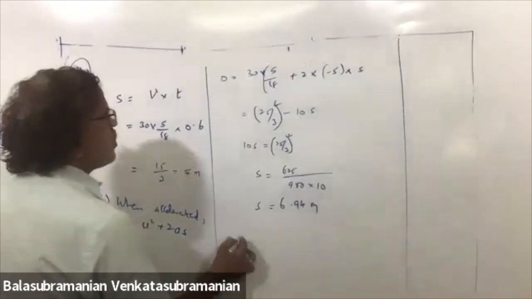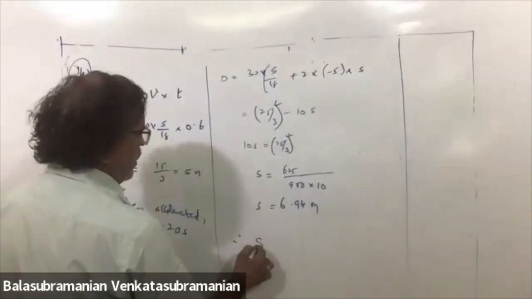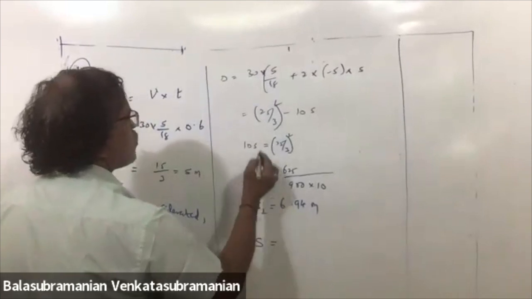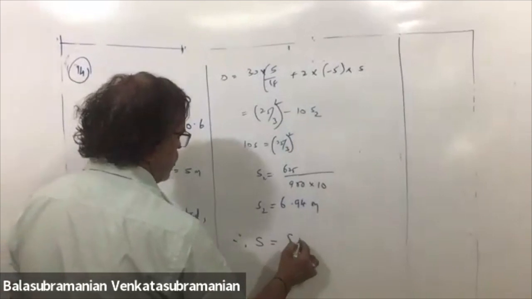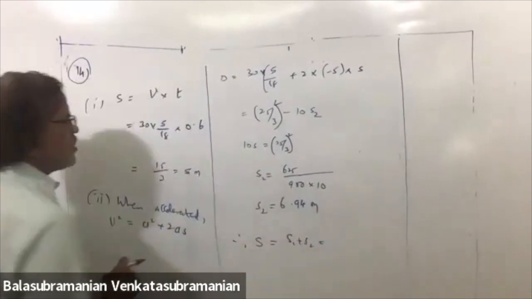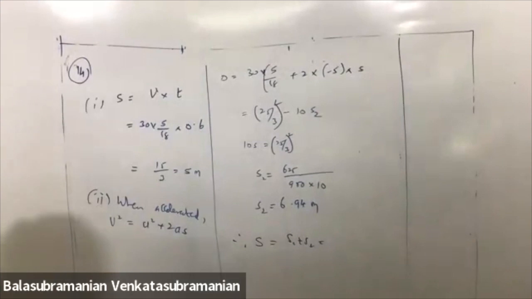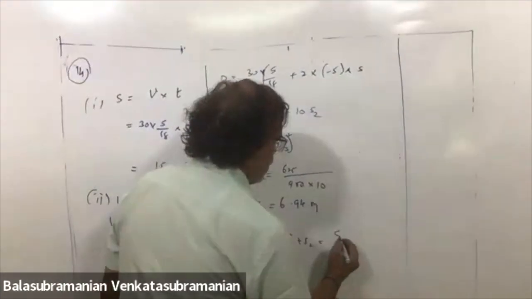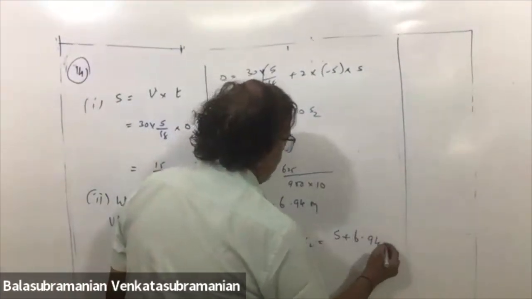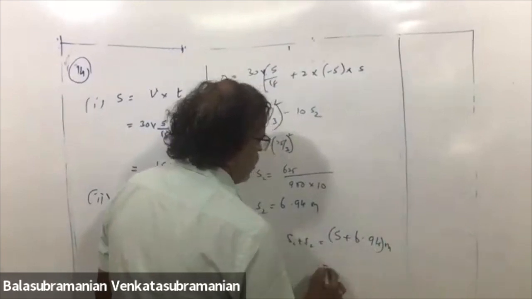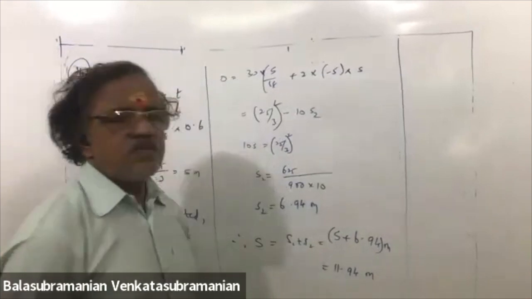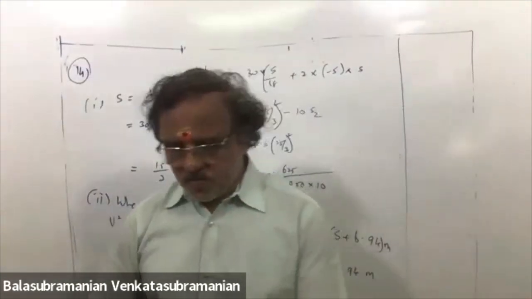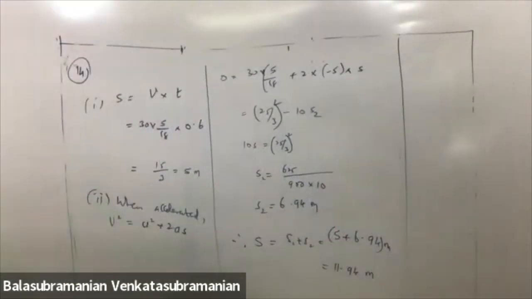Therefore, total distance traveled s is equal to s1 plus s2. What is previous value? 5 meters. And this one 6.94 meters. 11.94 meters overall. Okay. My next, 15th problem.